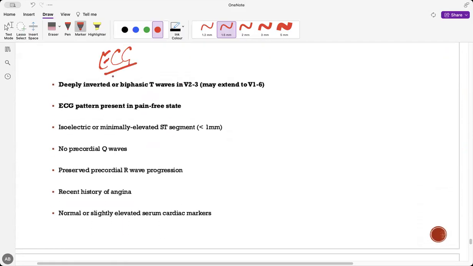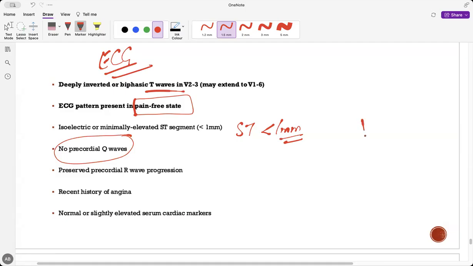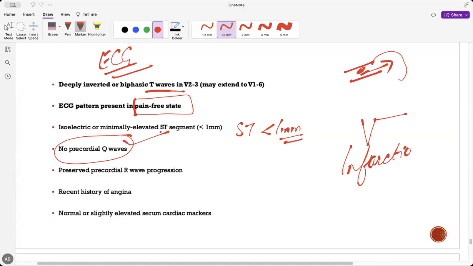Coming to ECG changes, as we have discussed, there is a deeply inverted or biphasic T wave. This ECG pattern is present during the pain-free state. The patient has no pain because the main thrombus has dissolved. There is ST segment elevation that is very minimal, less than 1 millimeter. There are no precordial Q waves, meaning pathological Q waves are not there, because there is no permanent infarction, no permanent damage. There was some occlusion which has transiently cleared, so the supply is being maintained.